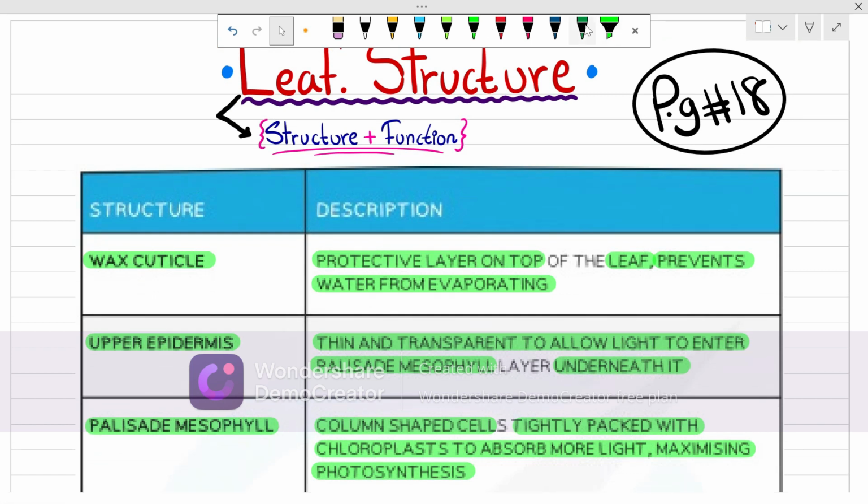Leaf structures and their functions. The first structure is the waxy cuticle. The waxy cuticle is a protective layer on top of the leaf, and it prevents water from evaporating. So it's like a waxy layer on top, and this prevents water from evaporating outside the plant.